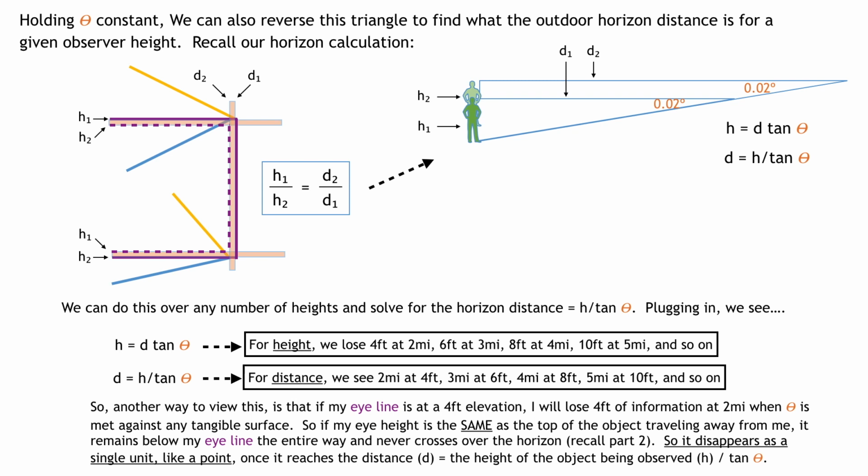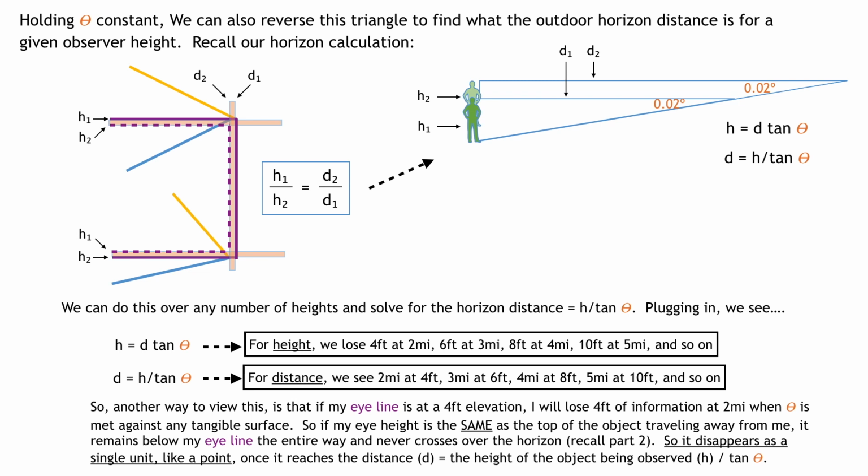So again, recall in part 2 that things do not cross over different orthogonal lines traveling straight away from you. So it disappears as a single unit, like a point. So if an object is below my eye line and just stays below my eye line as it moves away from me, it does not disappear bottom first or top first or side first or any of that if there are no tangible obstructions against it. It will simply disappear as a single point.